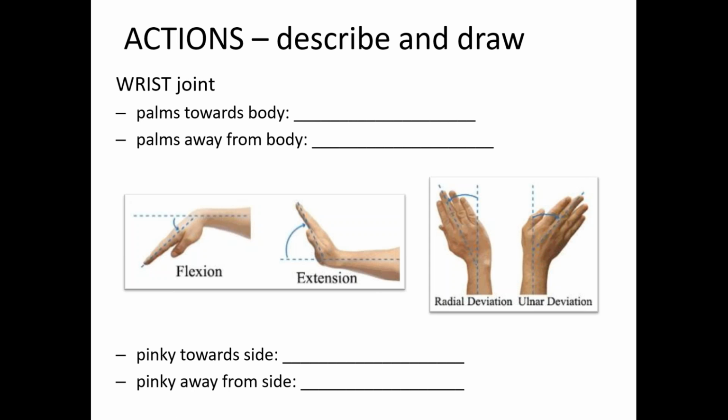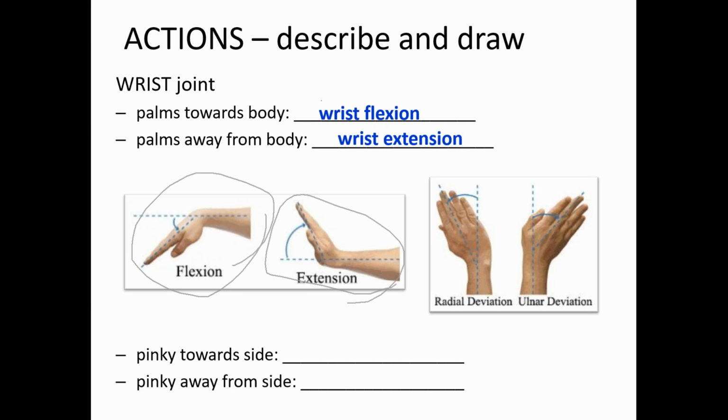Circle. Here, I'm going to let you guys draw. Oh, almost everybody got a marker. That's awesome. You can circle the one that we're talking about. So if you're in anatomical, you bring your palms closer to your body. Yes, we are talking about wrist flexion. So then the opposite of that would be wrist extension. Very good.